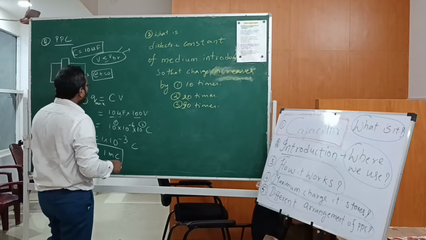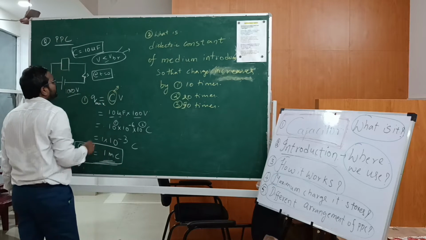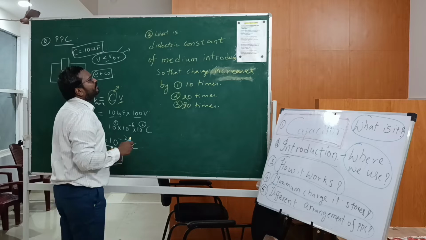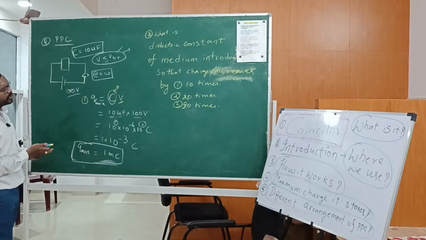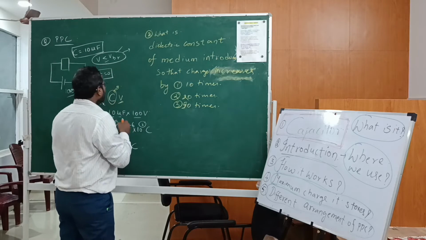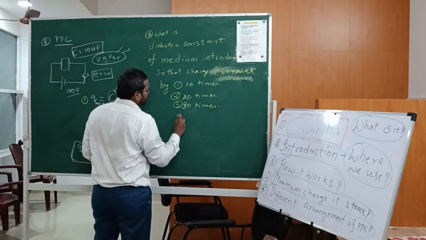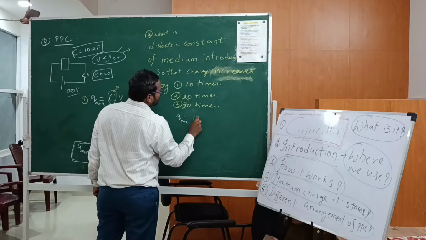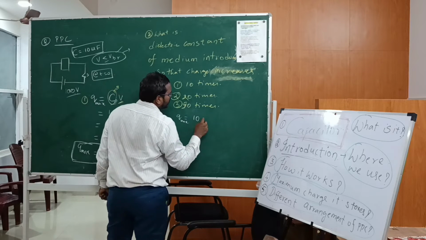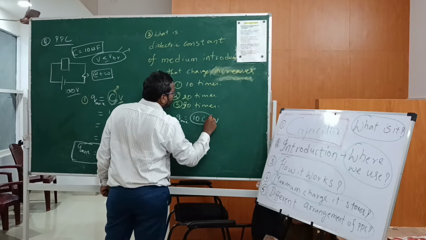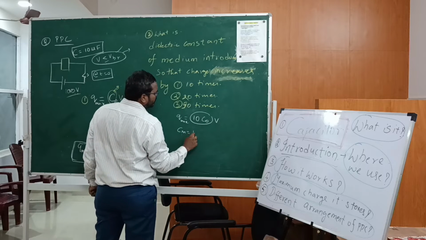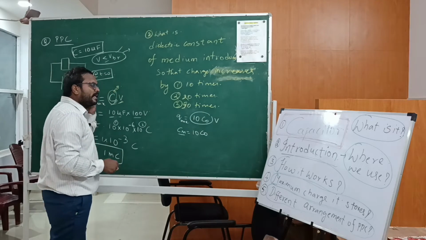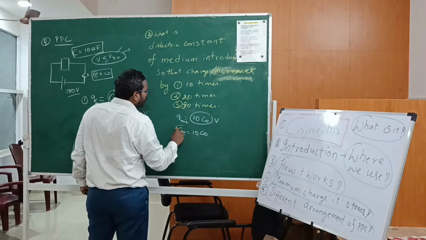The maximum charge is given. Now tell me, how can the maximum charge stored be increased here, because the source is constant? What dielectric medium is introduced so that the charge increases by 10 times, 20 times, or 50 times? So what can be increased here? Capacitance can be increased. Q maximum should be 10 times C naught into V, which means the capacitance in the medium should be 10 times C naught. The capacitance in the medium should be written in terms of the dielectric constant.